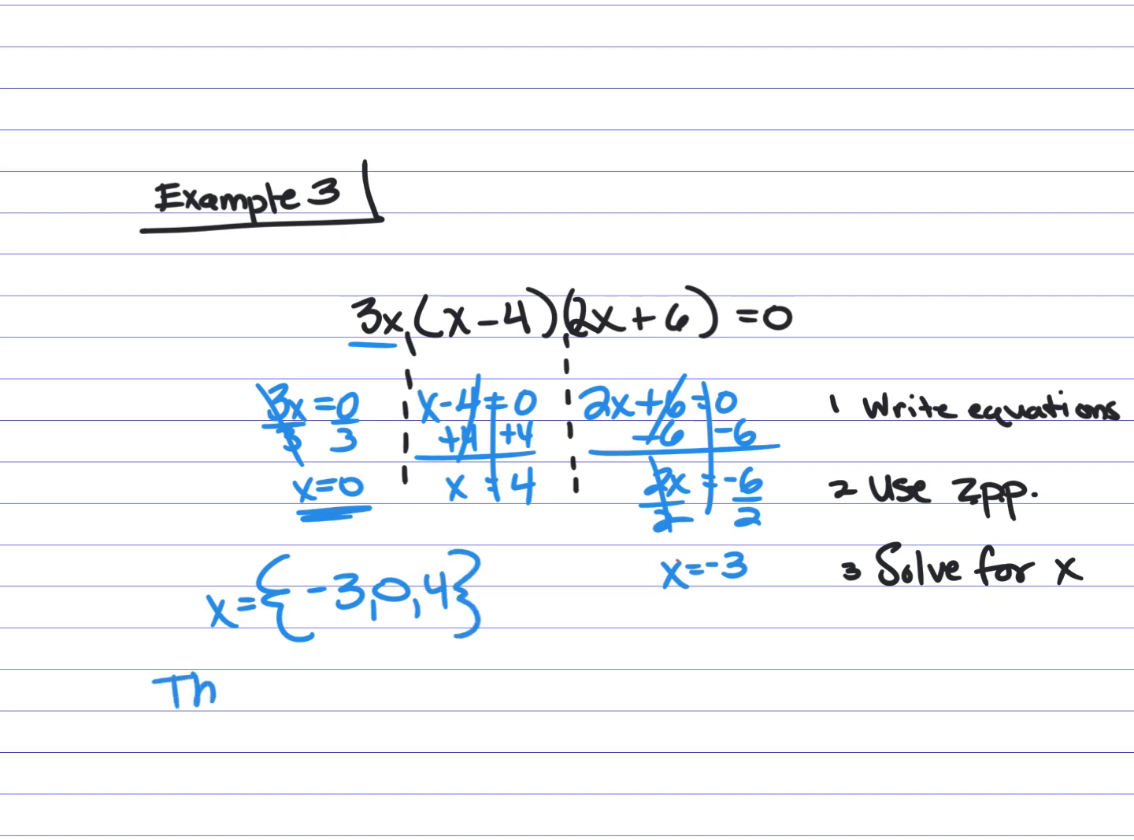So the roots are 4, 0, and negative 3. Those are the places where this graph, this cubic graph, crosses the x-axis.